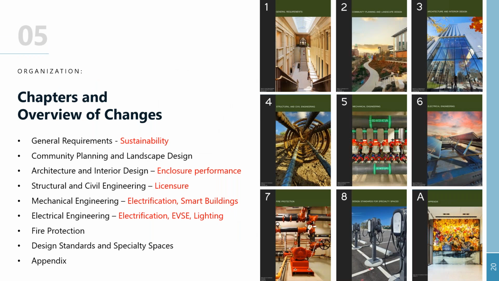High level summary: in chapter 1, the general requirements is where most of the sustainability is identified. So they restructured that chapter, pulling in pieces that were in other sections so it's more comprehensive, and really aligning that chapter so it looks like the other chapters. On the architecture and interior design, it was enclosure. They focused on thermal bridging and air tightness. Testing procedures was a big facet. Again, really sustainability related. Structural and civil, there's some licensure I'll talk about in a minute. And then mechanical and electrical, a lot of the electrification and energy performance, smart buildings.